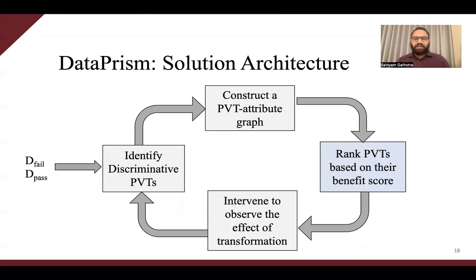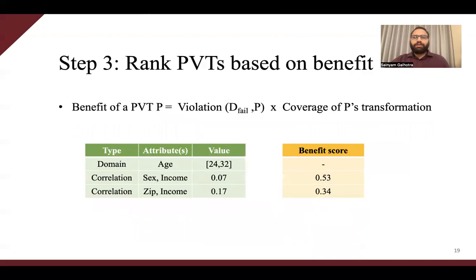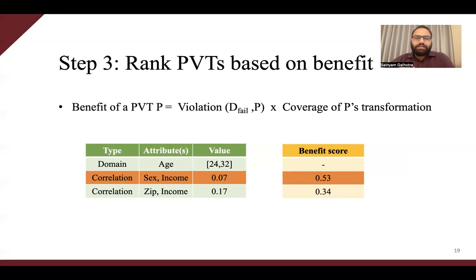And after constructing this graph, the third stage ranks shortlisted PVTs based on a benefit score. This score captures the likelihood that malfunction score would change if that particular profile is intervened. Specifically, the benefit of a PVT is the violation score of the failing dataset times the fraction of tuples that are transformed by the PVT's transformation. We show the benefit scores of different PVTs in this table. In the subsequent stage, the highest scoring PVT, which is correlation between sex and income, is considered for intervention.